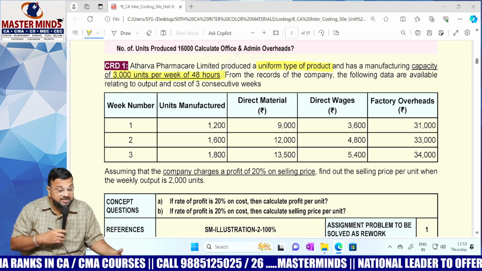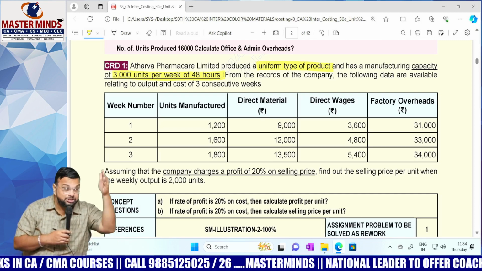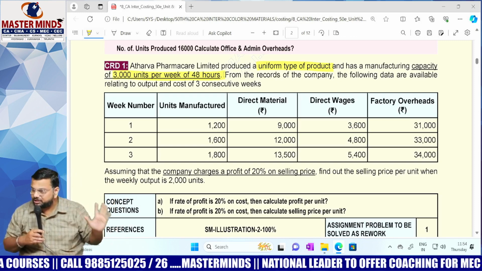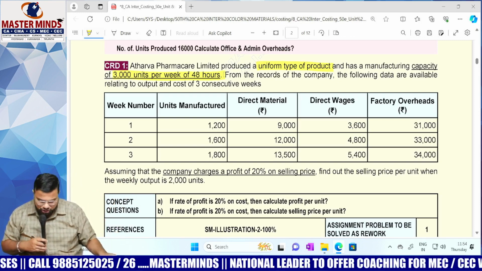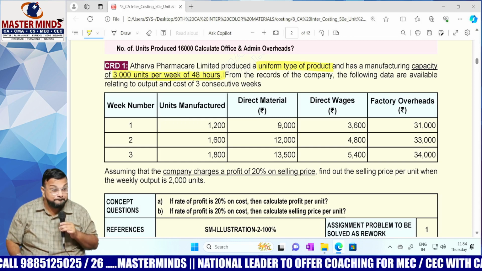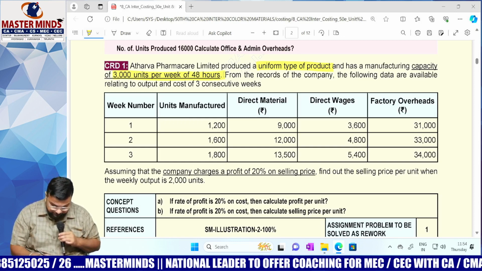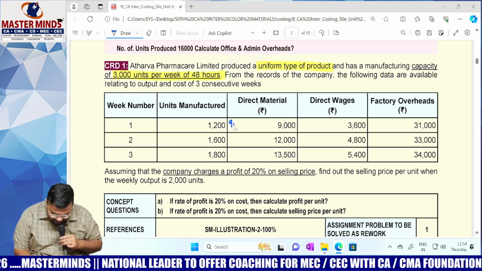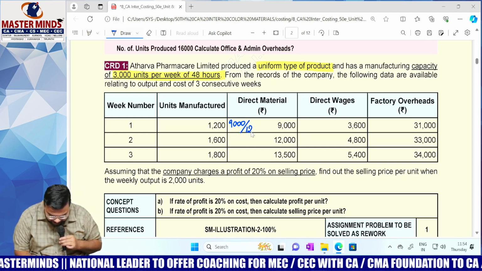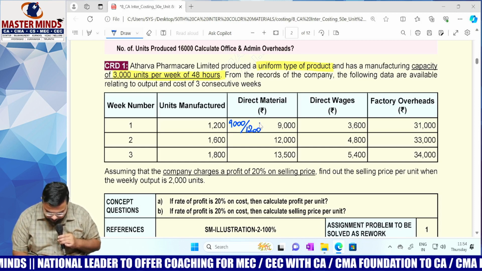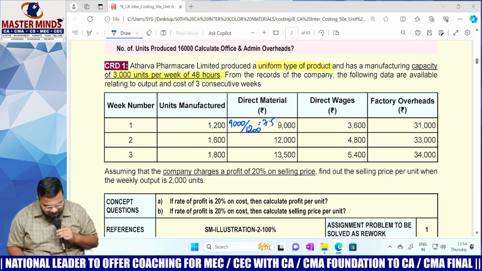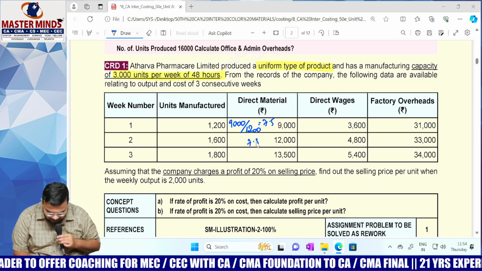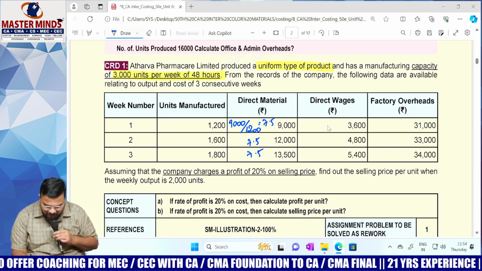So when we say that up to prime cost, all costs are variable cost, that means per unit will remain the same. If you want, we can check. In week 1, what is material cost per unit? How to calculate material cost per unit? 9,000 divided by 1,200. How much you got? 7.5. Same should be there for week 2 and week 3 also. Please check, it is 7.5. Here also 7.5. Here, it should be 3.